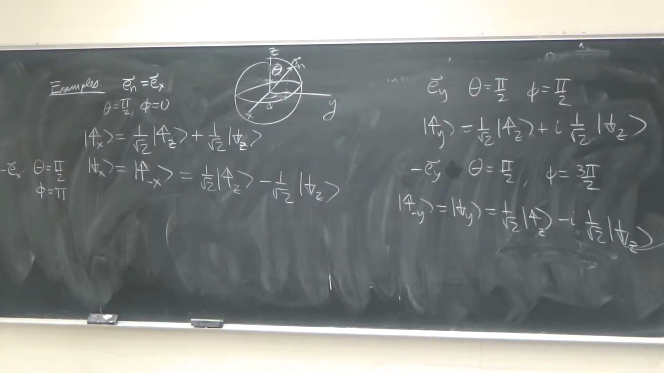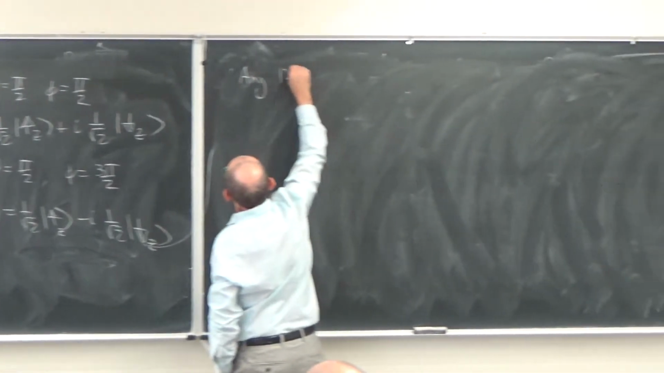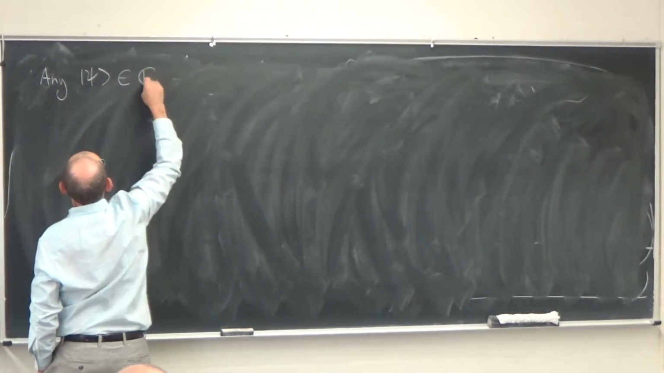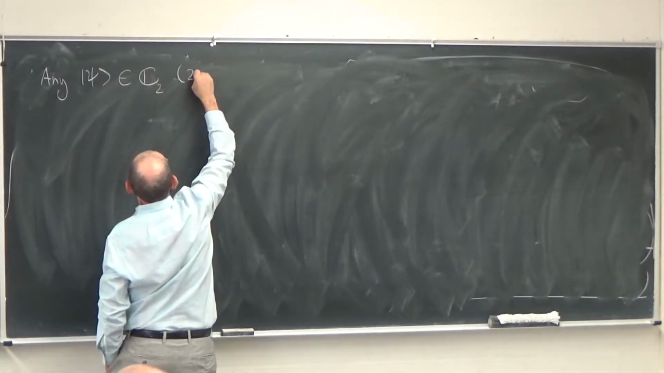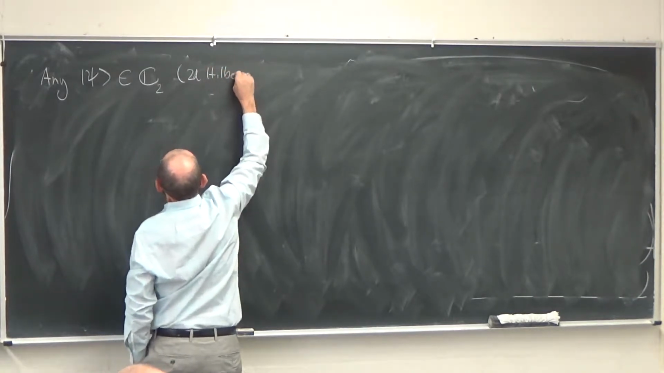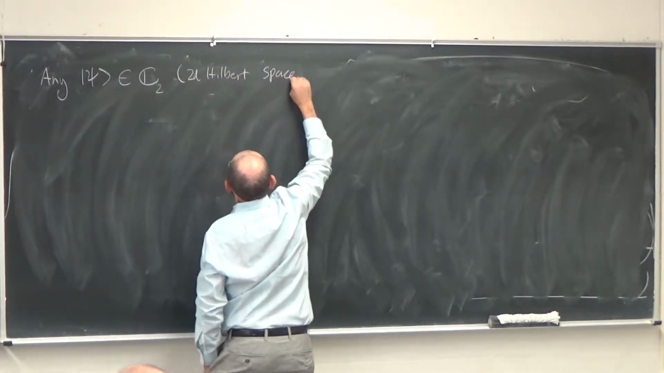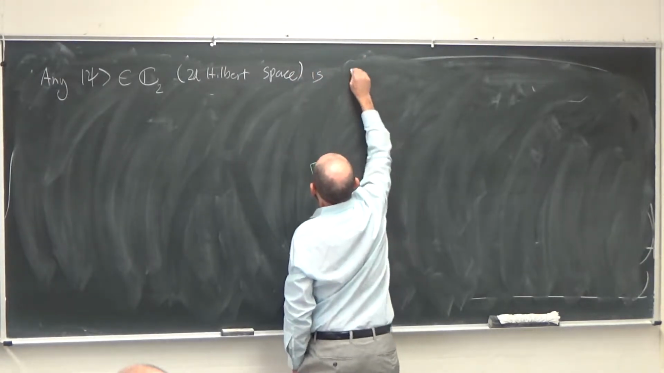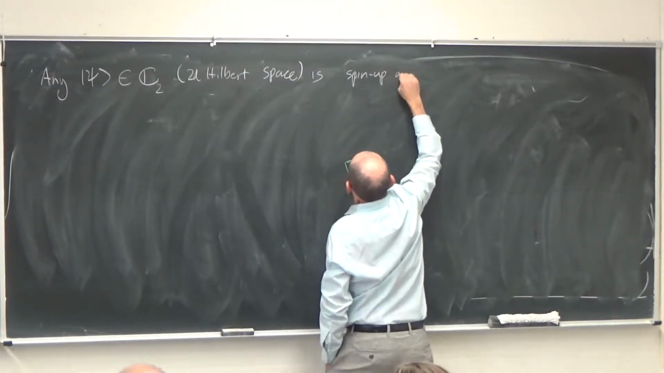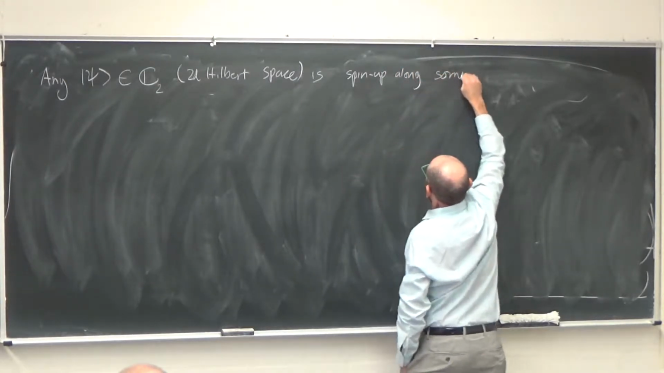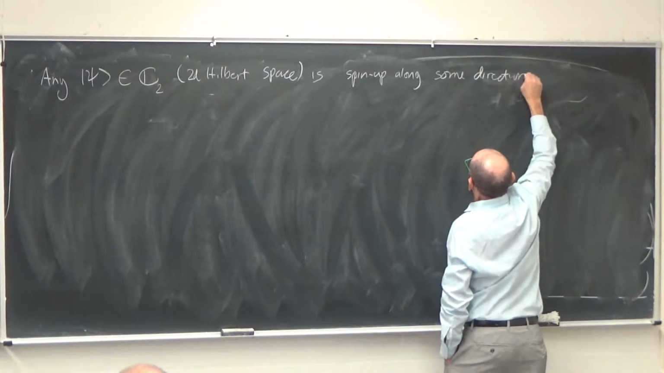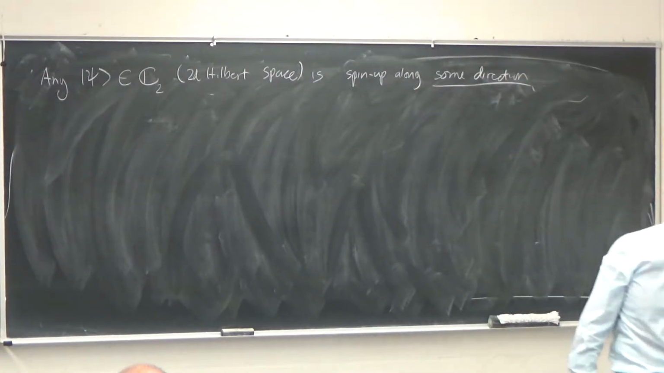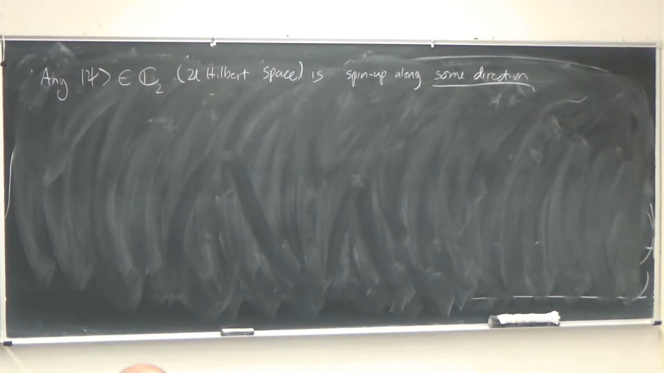The converse, or the inverse, is also true, which is to say, any pure state in the two-dimensional Hilbert space is spin up along some direction. That's all there is. There's only spin along some direction when we're talking about a two-dimensional Hilbert space.